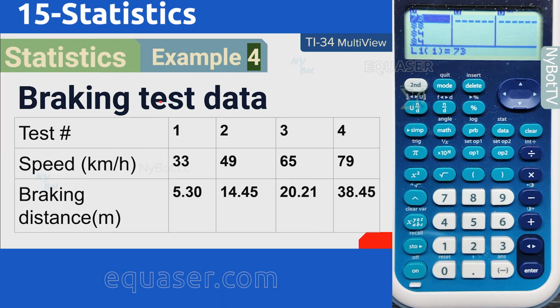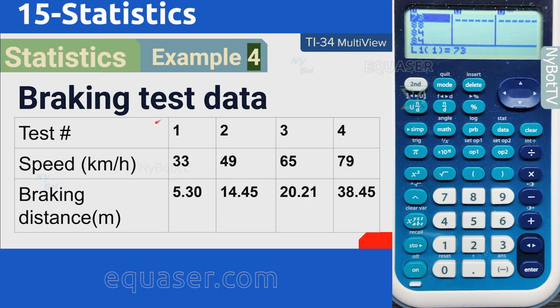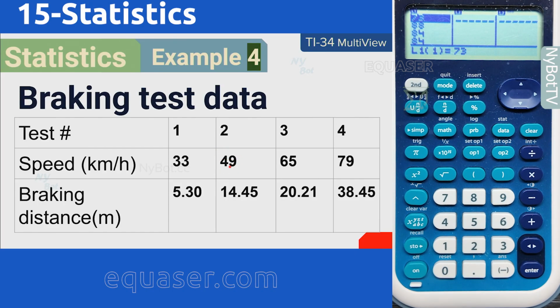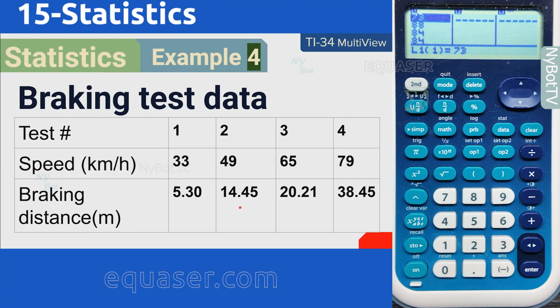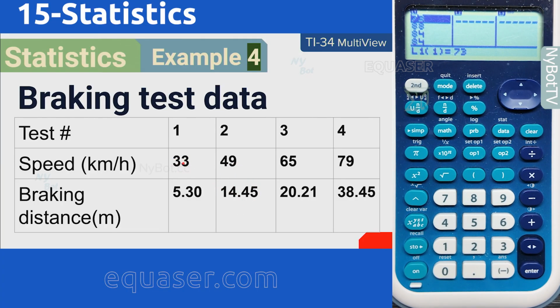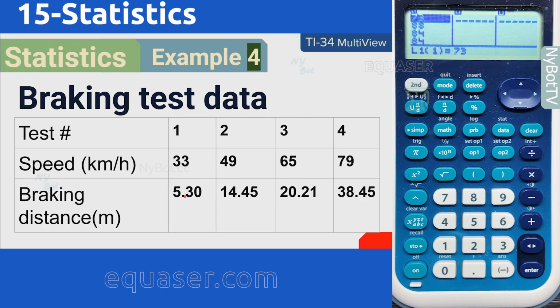Now let's have a look at the braking test data. This is example number 4 for statistics. We have tests 1, 2, 3, and 4, and this is the speed of the vehicle in kilometers per hour: 33, 49, 65, 79, and this is the braking distance in meters. For example, test 2 shows that when the vehicle was driving at 49 kilometers per hour, the braking distance was 14.5, versus 5.3 at 33 kilometers per hour. So it is almost 3 times longer distance to brake, and the car should be stopped.